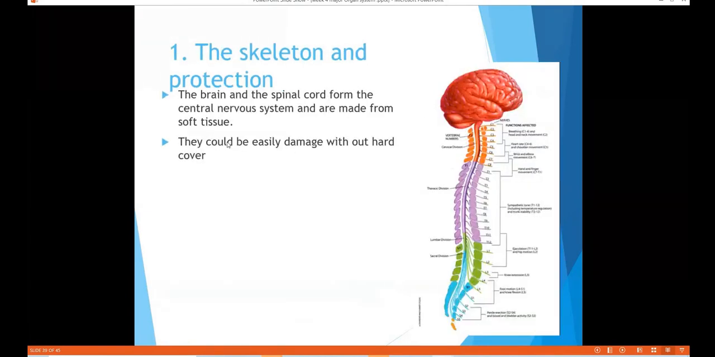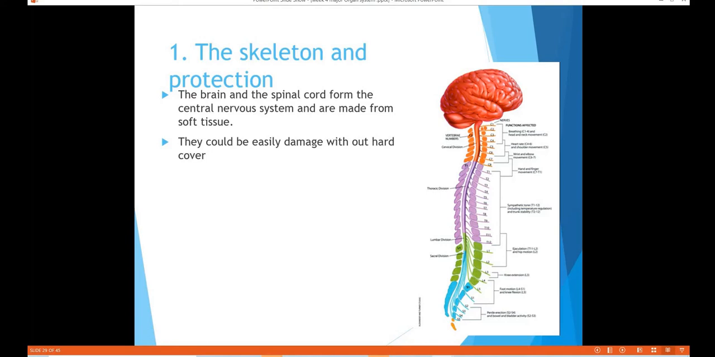Okay, so how is the skeleton used as a protection? Can you tell me? Yes, the rib cage covers the lungs and the heart. And the skull protects the brain. And the vertebra, I think, protects the spinal cord. Yes, in your back. Excellent. So the skull protects our brain because our brain is very, very soft. It is covered by a protective skull outside.